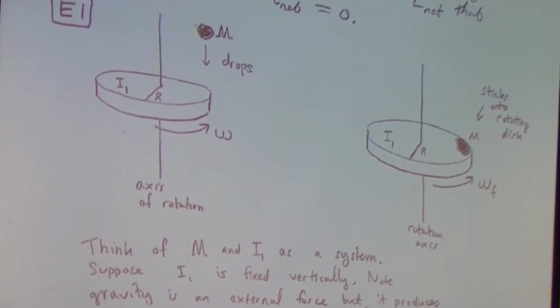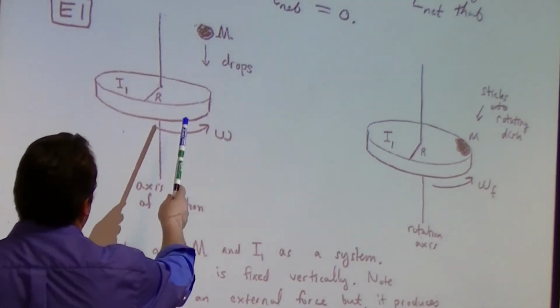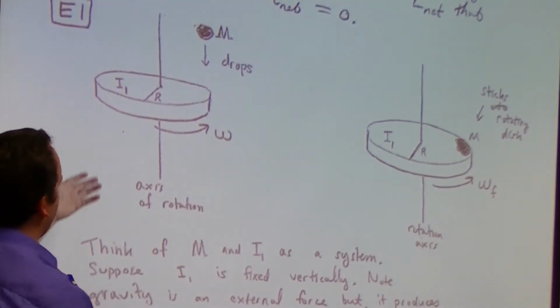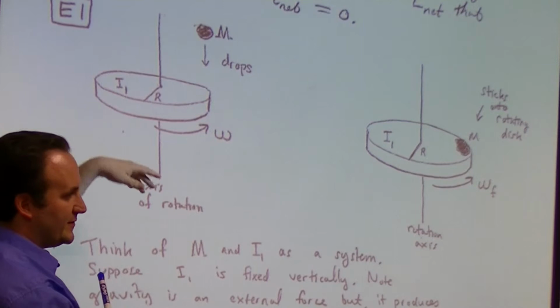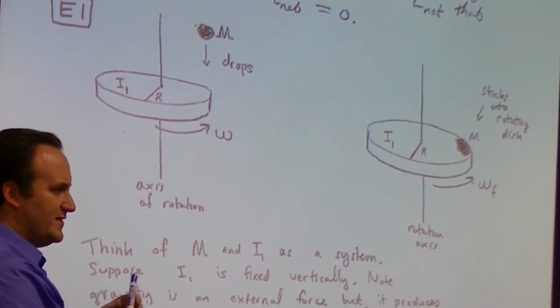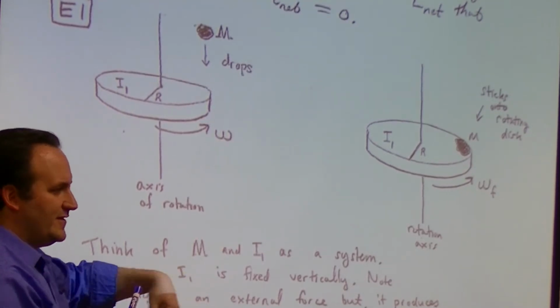Here's an example. Suppose you have a disk spinning around with angular velocity omega. It could be like a merry-go-round wheel, something like that. You don't see those so much anymore. So let's say you run onto it and jump, and they go around in circles.